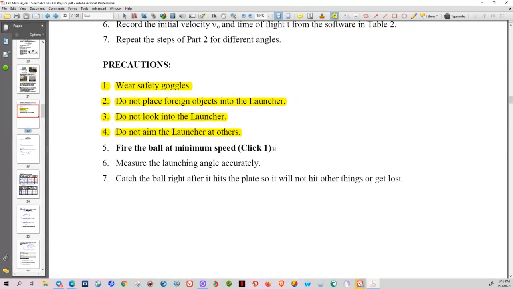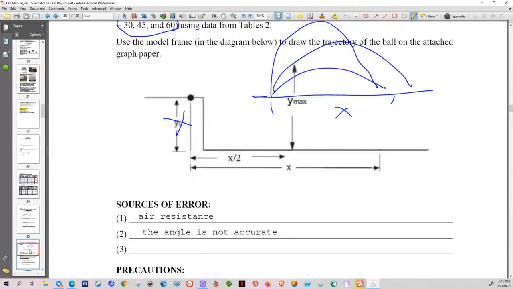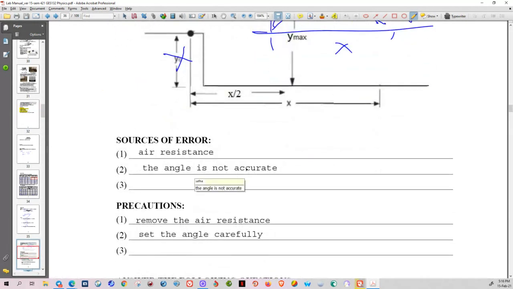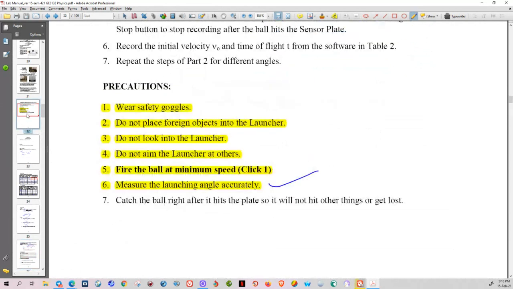Fire the ball at minimum speed, that's because the launcher we have in the physics lab has 3 speeds, 1, 2, and 3, okay? Measure the launching angle accurately. This one, we write it as our second source of error and precaution, the launching angle. There, the angle is not accurate. What about the last one? Catch the ball after it hits the plate so it will not hit other things or get lost. Also in the lab, so you cannot use this one in this report, okay?